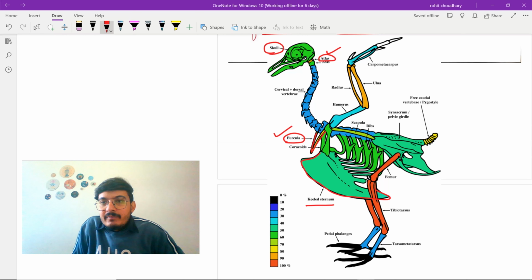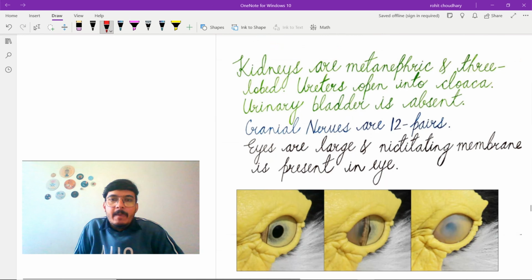And here we can see the free caudal vertebrae, and these free caudal vertebrae fuse to form the pygostyle, which is a flat bone. The next characteristic feature is that kidneys are metanephric.